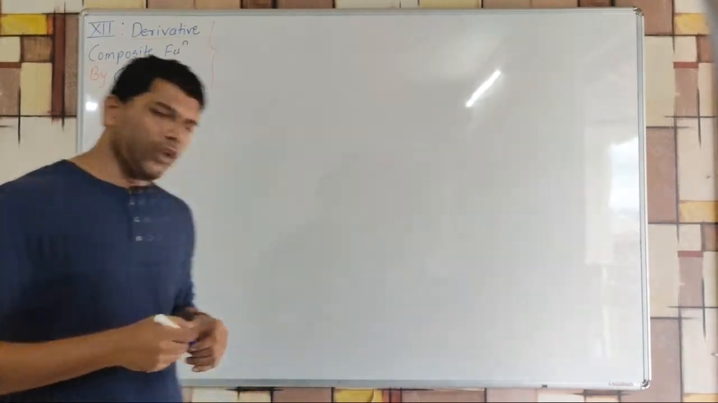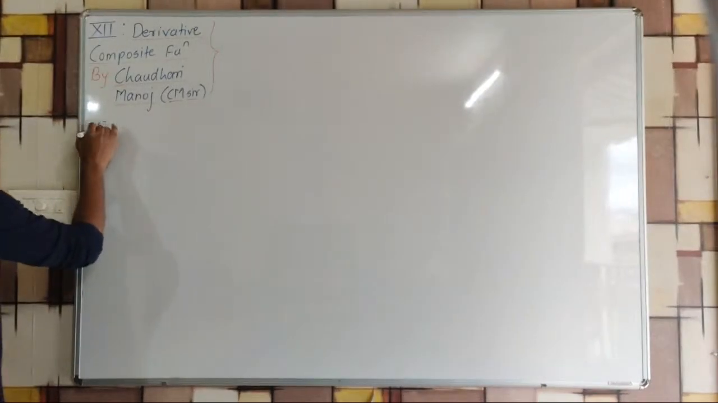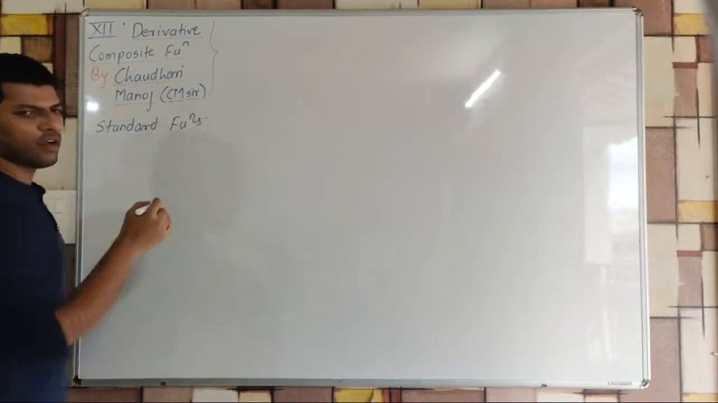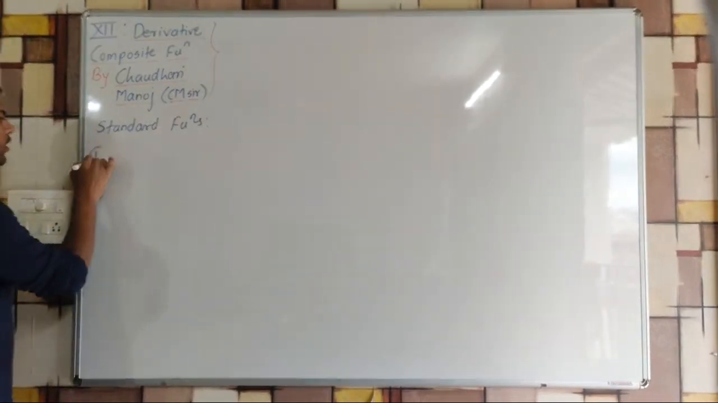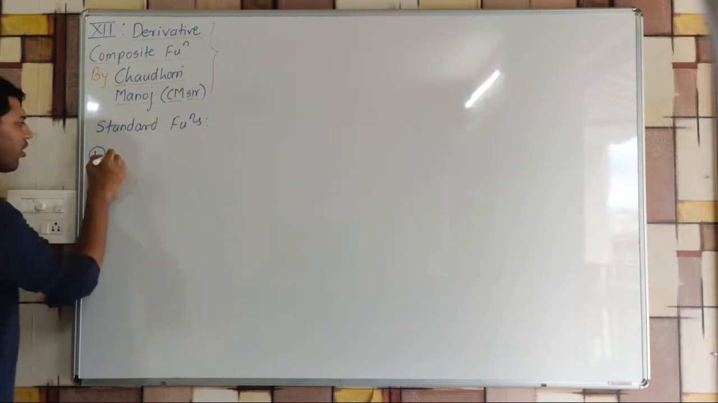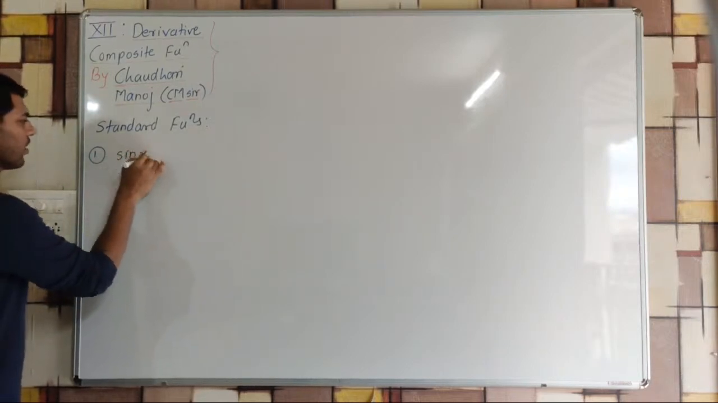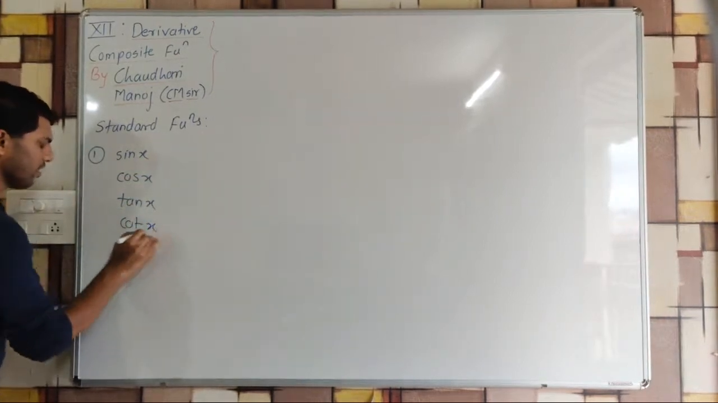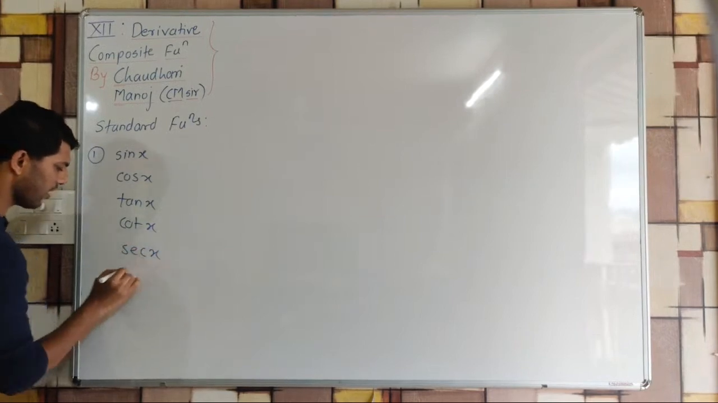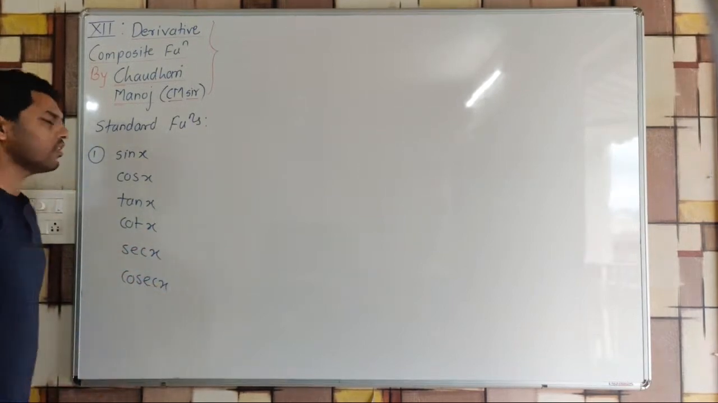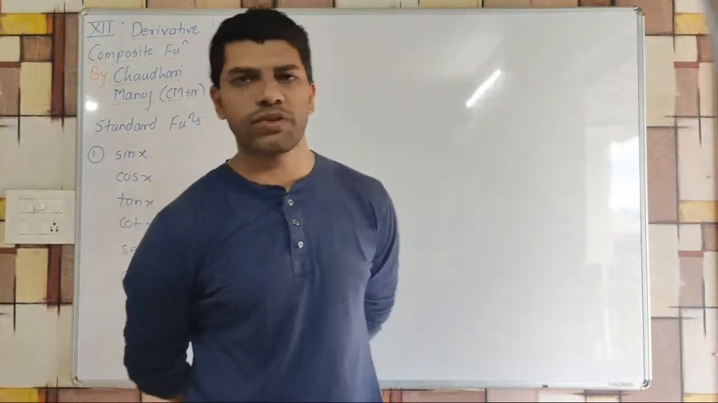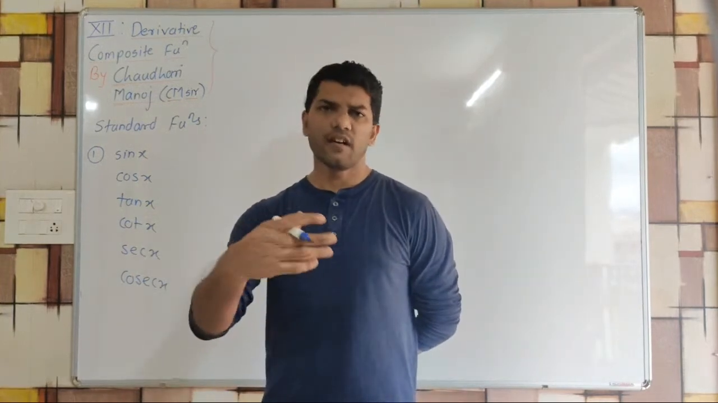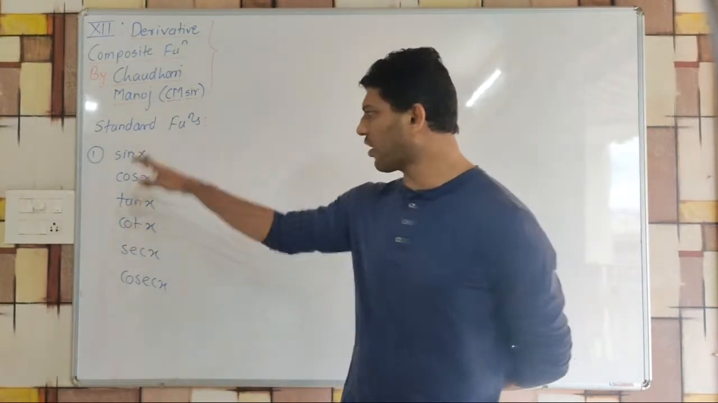So see, we have a list of standard functions. I'm talking about standard functions, so let me list out a few. The first one, let's say from trigonometry: sin x, then cos x, then tan x, then cot x, then sec x, and the last one is cosec x. So these are the six trigonometric ratios, right? And these six trigonometric ratios are also standard functions. So in trigonometry we cover these six.